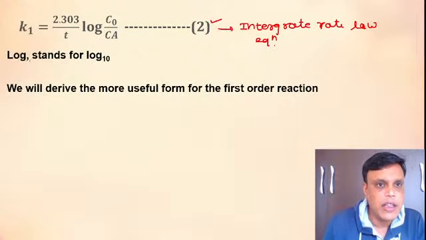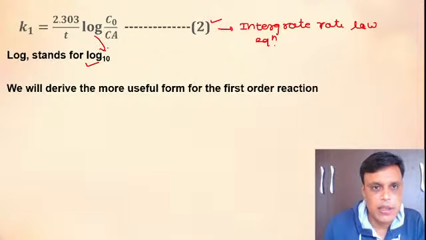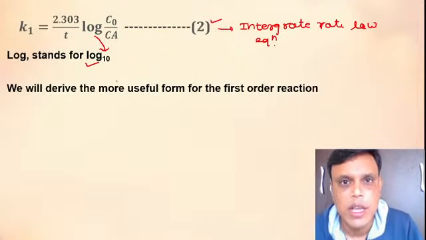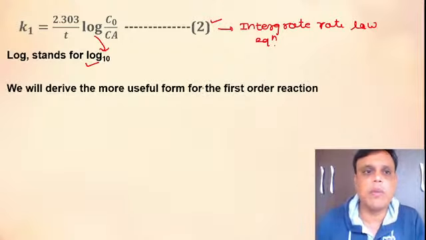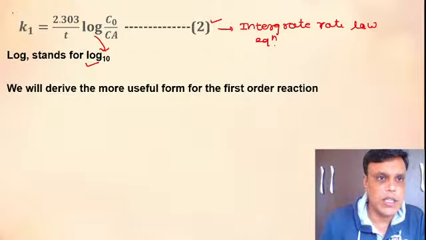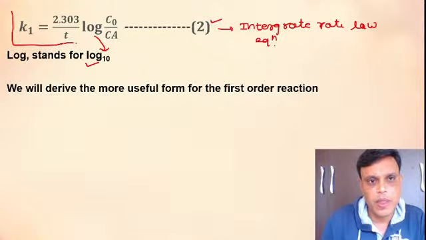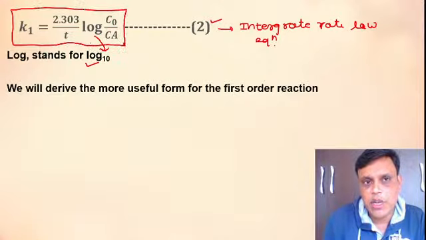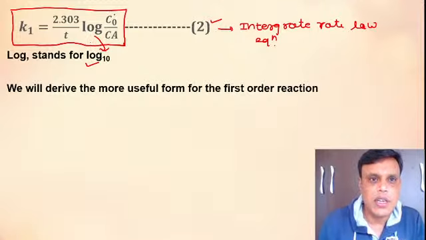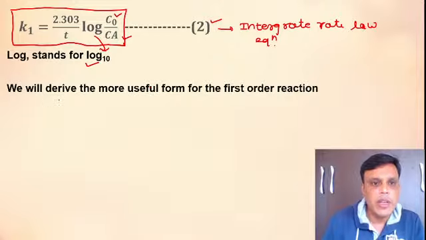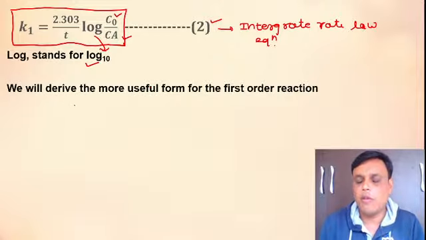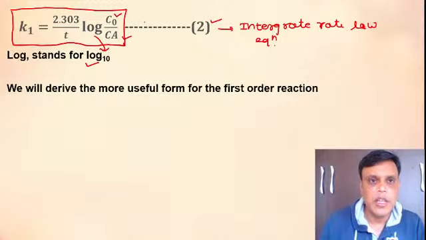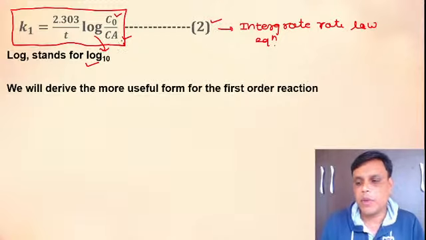And here the log stands for log to the base 10. Please remember this. This is your integrated rate law equation, but it is not a more useful form. No doubt it is the integrated equation of first order, but it is not a useful form. Here concentration C0 is written, Ca is written. So what we will do? We will derive the more useful form for the first order reaction.